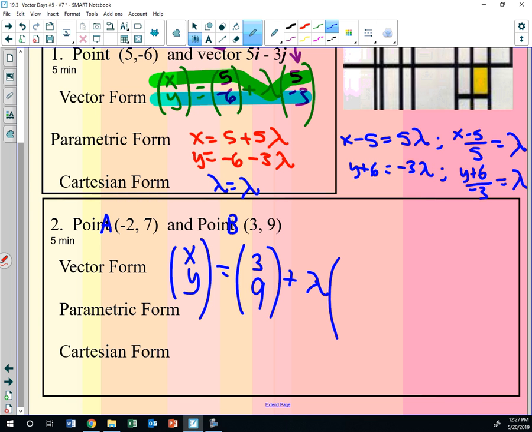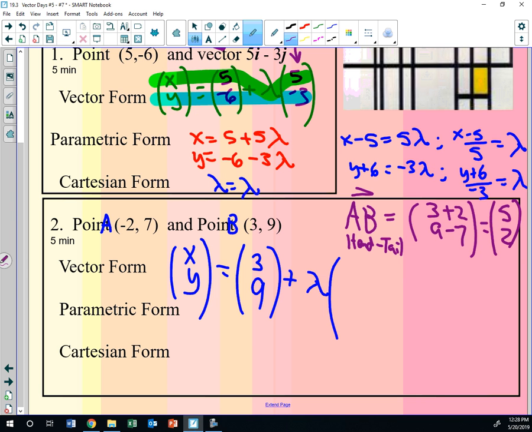Now, to get the direction, we're going to do vector AB. So, Ella, which is the head here, A or B? B, yeah, no, it's a little confusing. The tail is here, the head is where the arrow is pointing to. So we do the head minus the tail to get the direction vector. So in this case, it's going to be 3 minus negative 2 and 9 minus 7. And that's going to be 5, 2. And guess what 5, 2 is?